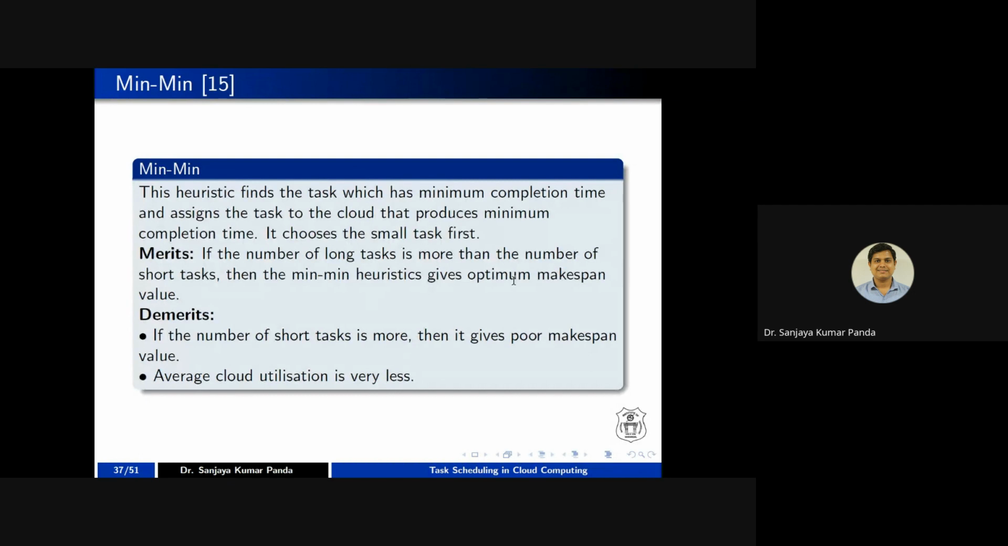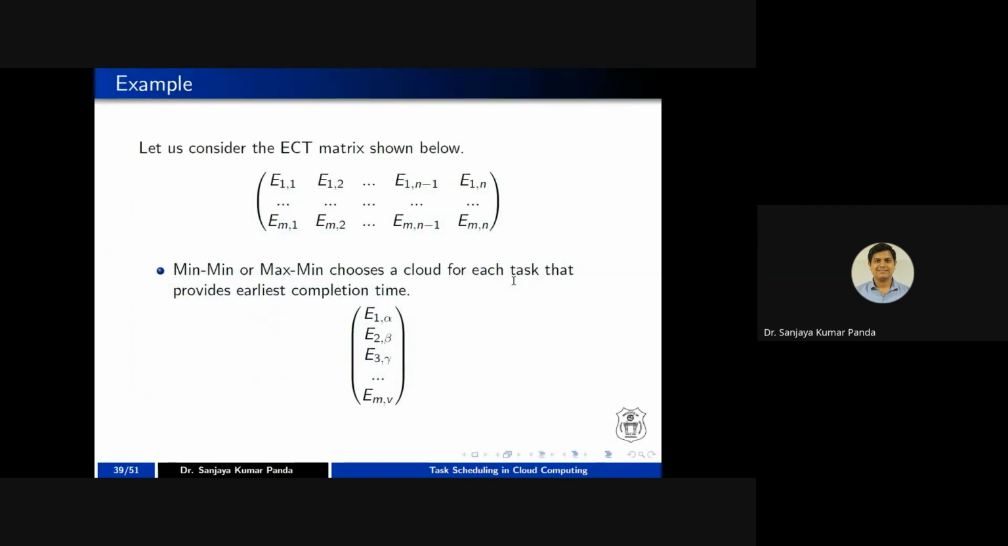See how we are going to calculate. If an ETC matrix, or expected completion time matrix, is given to you, first you find the row minimum. Assume that in the first row you have E11, E12, up to E1n. Out of these, you find which one is minimum. Let it be E1 alpha. You can find the minimum of a particular row. Similarly, find the minimum of the second row, let it be E2 beta. Minimum of the third row, let's say E3 gamma, and so on.